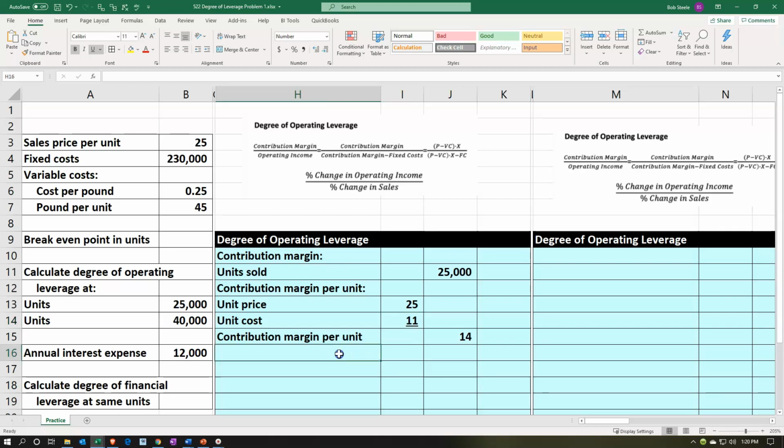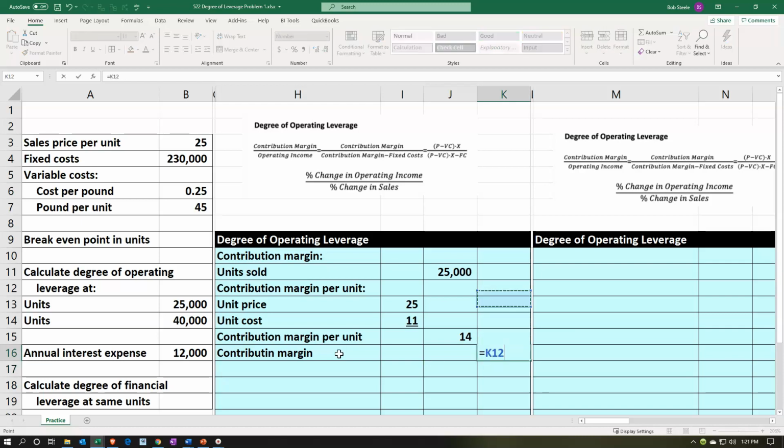And that'll give us then our total contribution margin. So the contribution margin in the outer column is going to be equal to the 25,000 multiplied by this 14. This is going to be the 25,000 units times the 14, and we get the 343,750. Let's put an underline here, Home tab font group underline.